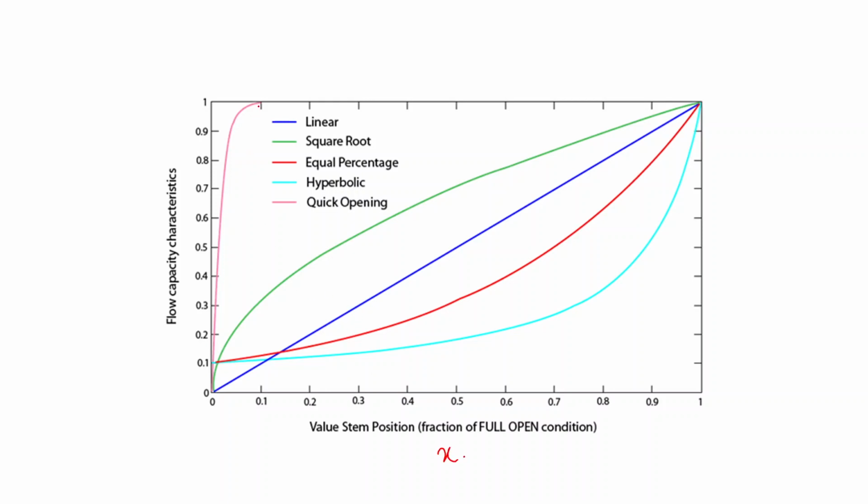The first one is the quick opening graph. As the name suggests, it is quick opening. With very minimal change in the value of x, the flow will increase significantly. That is, it will quickly open and the flow will quickly increase. Then the green one is the square root valve. The blue one is the linear valve, so the flow capacity characteristic will vary linearly with the stem position, that is, f of x will vary linearly with the stem position. Then the red one is the equal percentage valve, and this light blue one we can call the hyperbolic valve.